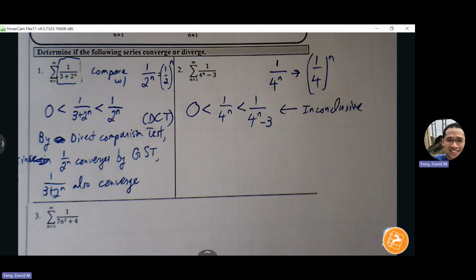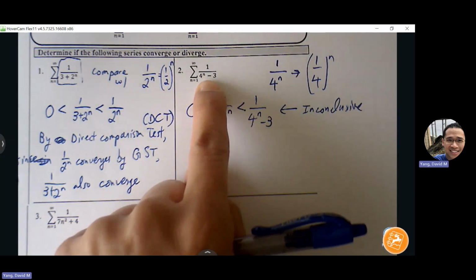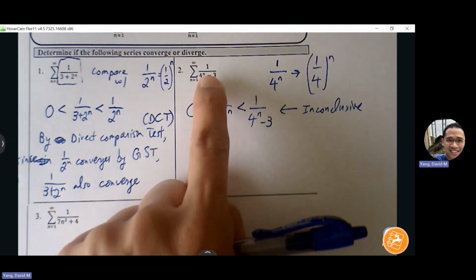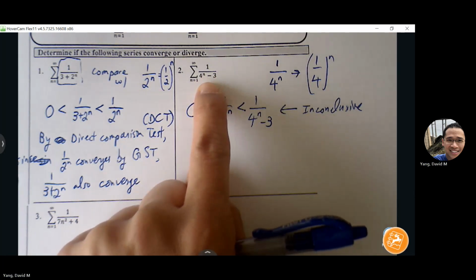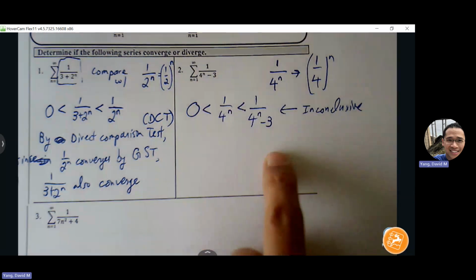No, not enough either. I think by nth term test, this is still going to head towards 0 because that minus 3 is not going to do anything. But 1/0 is undefined though. 1 over infinity is basically 0. Right, so this is inconclusive.